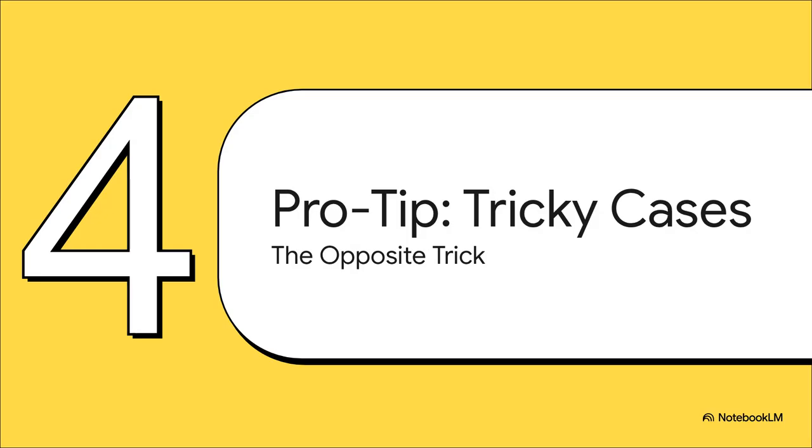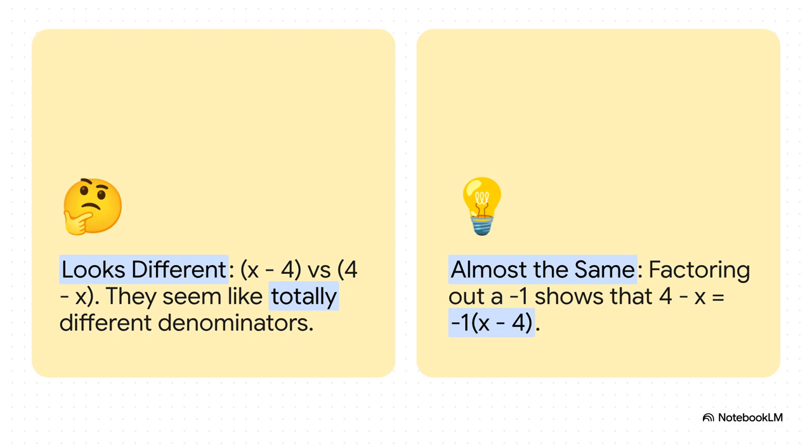Okay, before we wrap it all up, I want to share one pro tip for a really tricky case that can save you a ton of work. I like to call it the opposite denominator trick. So every once in a while, you'll see denominators that are opposites, like x minus 4 and 4 minus x. They look different, but they're basically just mirror images of each other. They're only off by a factor of -1. If you pull a -1 out of 4 minus x, you're left with -1 times x minus 4. They're practically the same thing.